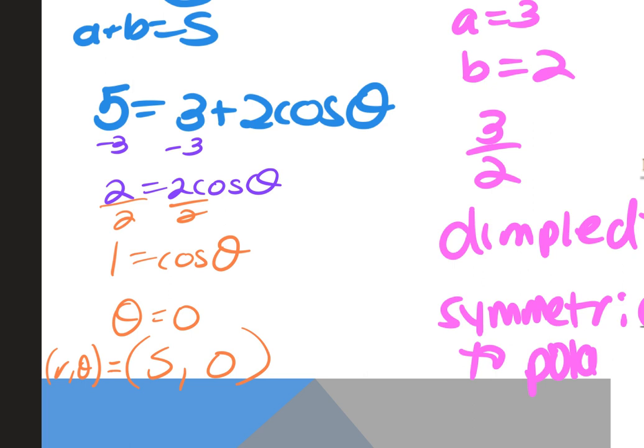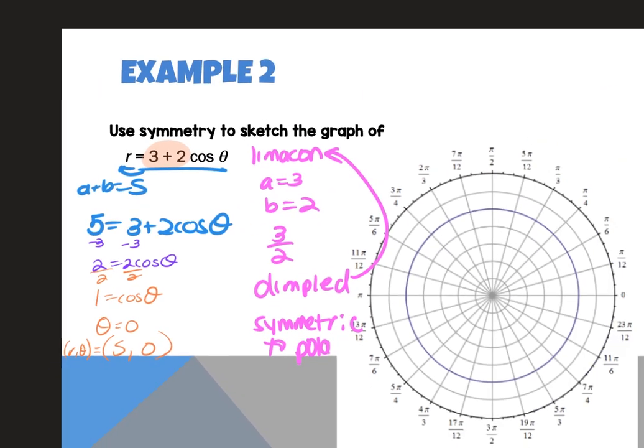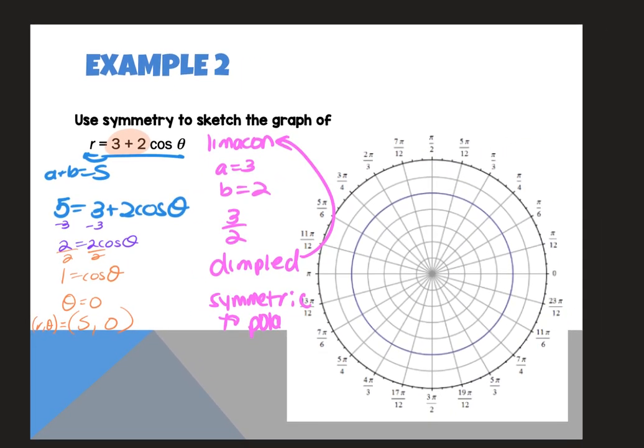So I set it equal to R. I solved, and I got cosine of theta equals 1, and cosine is 1 at 0, right? So that tells me (5, 0) is a coordinate point. So I'm going to go 1, 2, 3, 4, 5. And I know that's the rounded part of this shape. So it's going to do something like this. You with me so far?